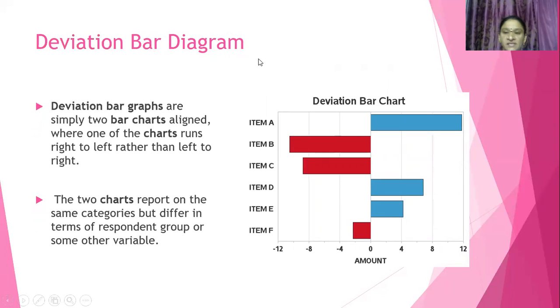So hope you all understood what are the differences between diagram and a chart, and what are the various types of bar diagram.